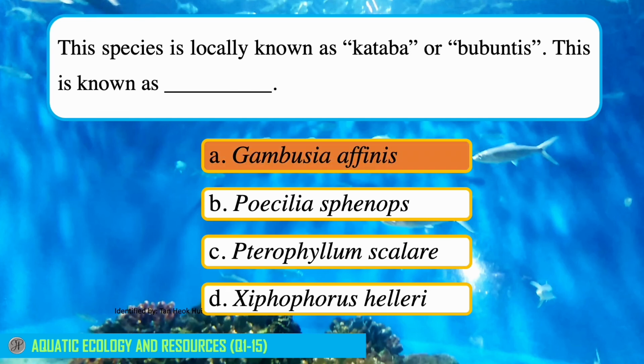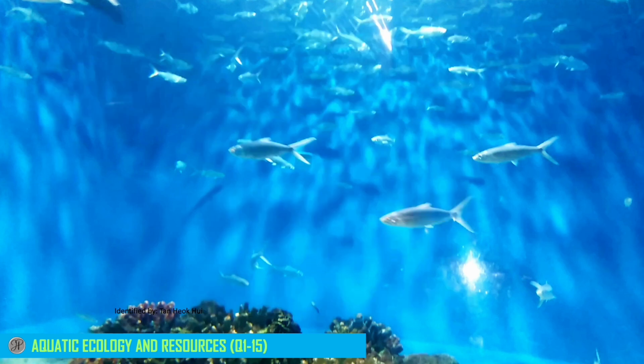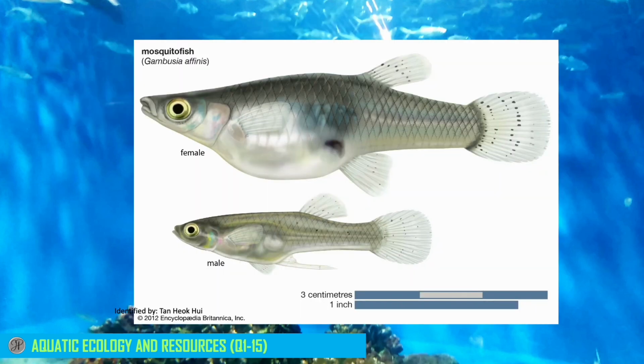The answer for this question is letter A, Gambusia affinis. Gambusia affinis is a livebearer fish that is tagged as a millionfish or mosquito fish because they are prolific breeders. It is locally known as cataba, bubuntis, itar, and tuyong. This species is sexually dimorphic with adult males possessing a gonopodium.